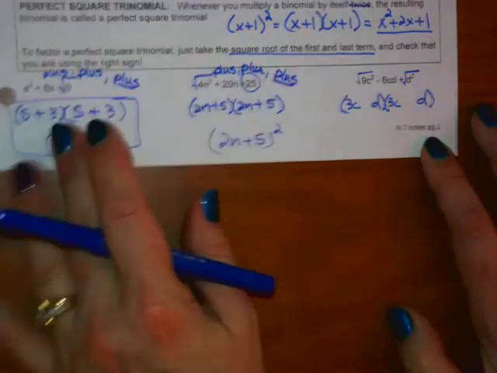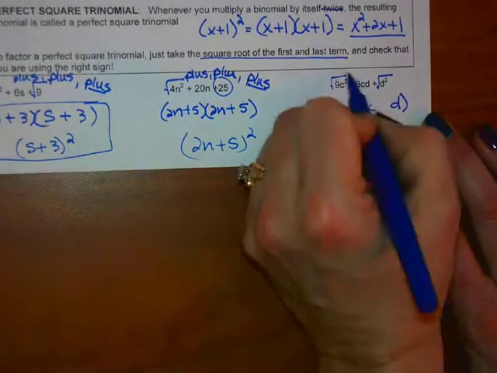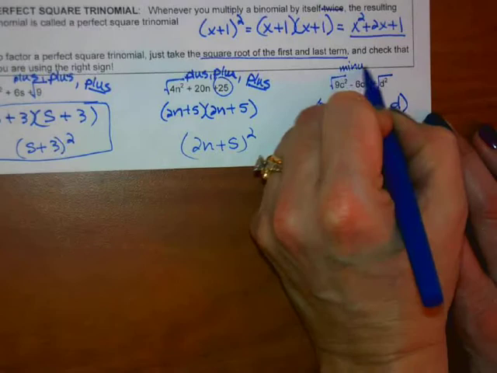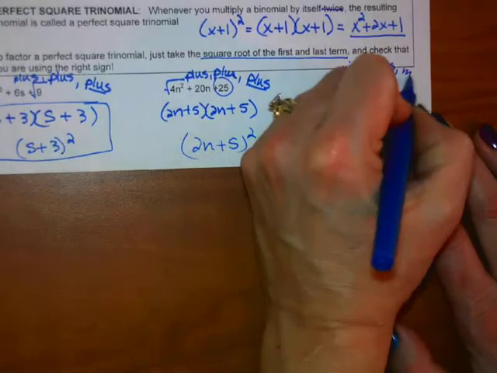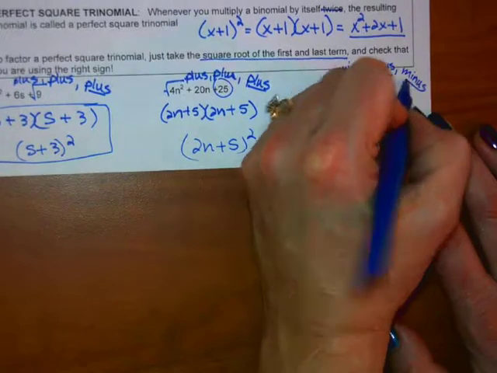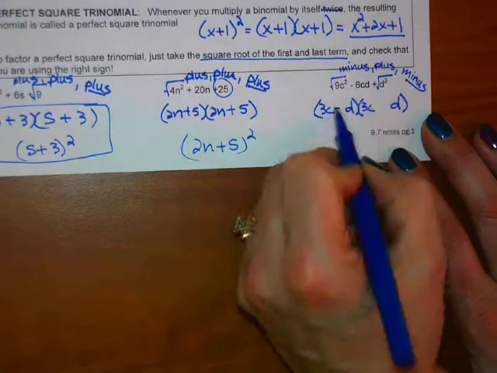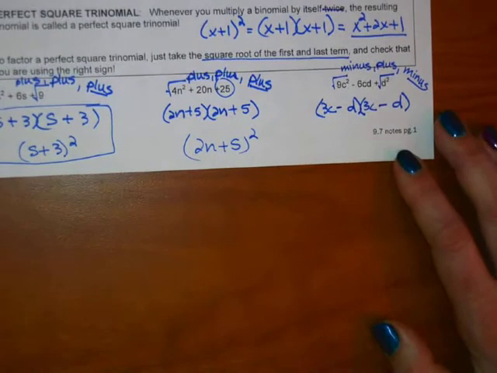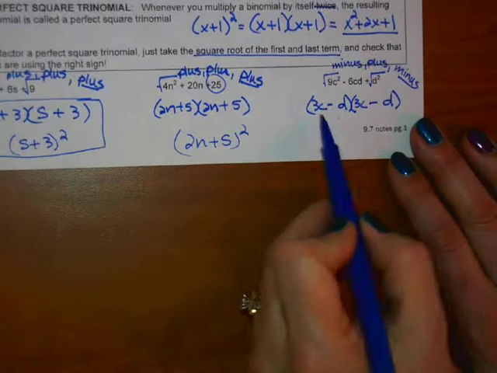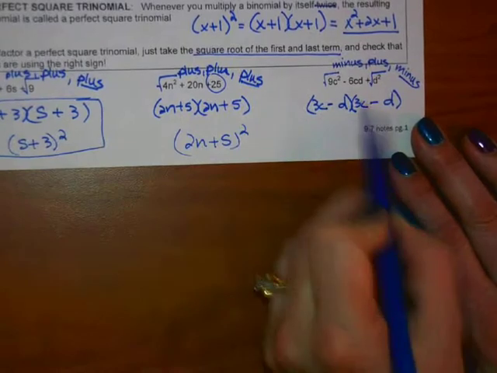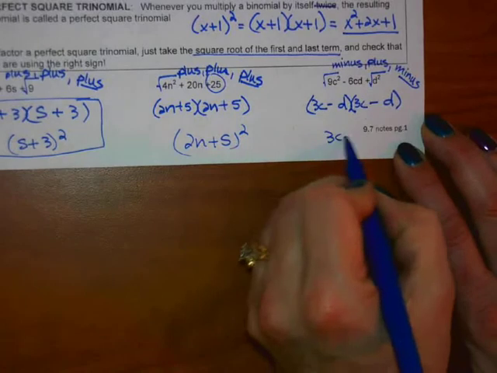Now be careful. This one's a little different. What's different about it? Yeah, I have a minus and a plus. That means in my binomials, I have a minus, minus. And if you were to think about the outer term and the inner term, it would total negative 6d. So you could write it like this.